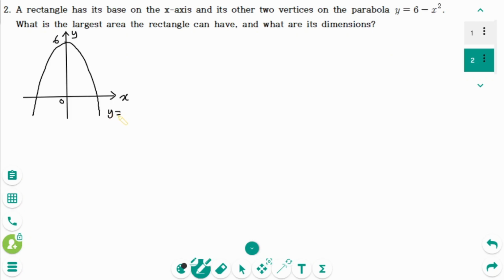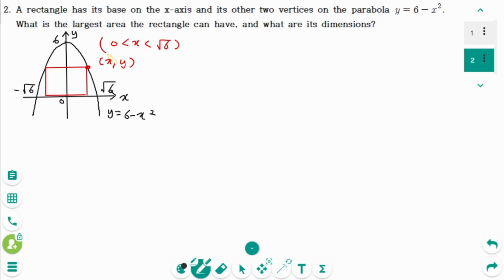Here is y equals 6 minus x squared. The x-intercepts are minus square root of 6 and square root of 6. A rectangle is here. The upper right vertex of the rectangle is here. Let's say (x, y), where x is between 0 and square root of 6.